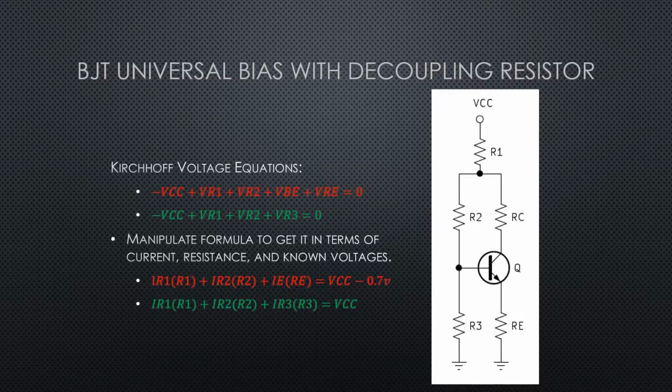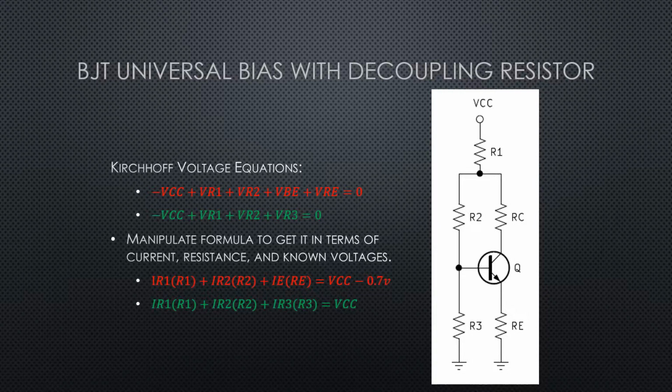We're just going to start at minus VCC. We're going to go through VR1, VR2, VBE, VRE, and that completes the first loop. All that should be equal to 0. The second loop is very similar, but instead of going through VBE, we're just going to go straight through VR3. And that gives us our two loops.